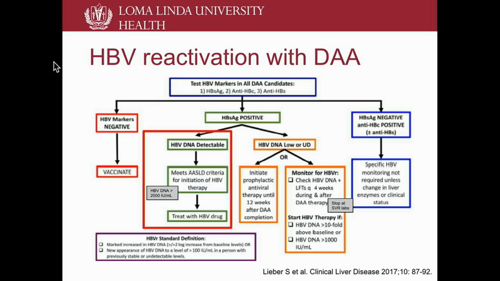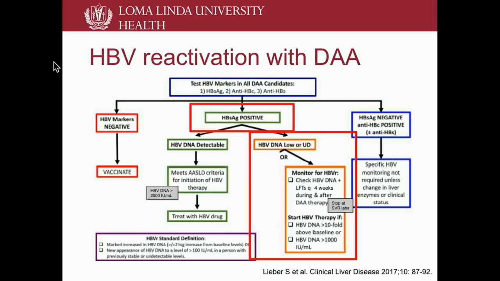Now, the group that is surface antigen positive, sorry about that, surface antigen positive but with a markedly detectable DNA, AASLD will recommend that you treat them if they meet criteria, so-called criteria. Criteria defined by the AASLD is if your DNA is greater than 2,000, you should start them on hepatitis B antivirals prior to DAAs. However, if you're surface antigen positive with a low, meaning less than 2,000 international units per ml, or even an undetectable viral load, AASLD will say you do not need to start them on prophylaxis.